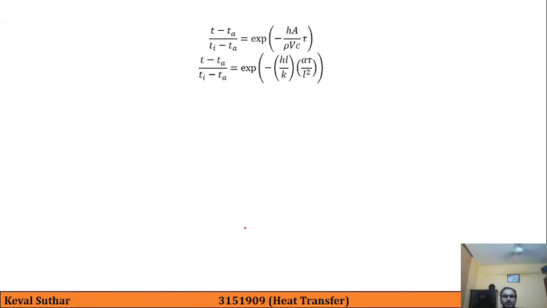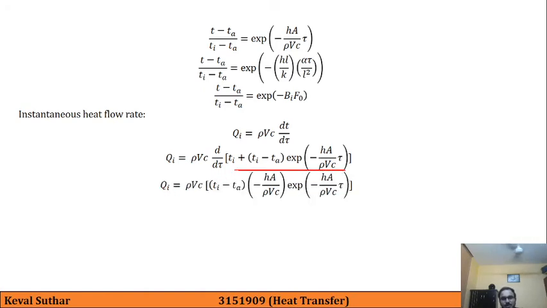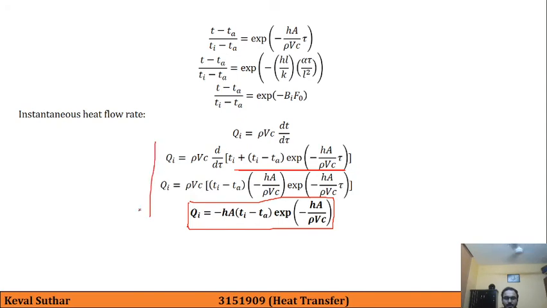Now here we can write down the temperature distribution in these two constants, Bi and Fo, and now we will calculate the instantaneous heat flow rate. So here we are applying this formula mc delta T, in which instead of T we are putting the temperature profile, which is given by this formula. After the differentiation we will be getting this formula. So this is our final equation of instantaneous heat flow rate. It is simple mathematics, you can do it by yourself.